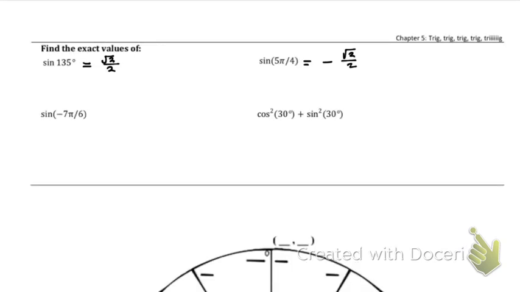All right. I'm going to skip that. No, I'm not going to skip that. We have negative 7 pi over 6. Is negative 7 pi over 6 on our unit circle?